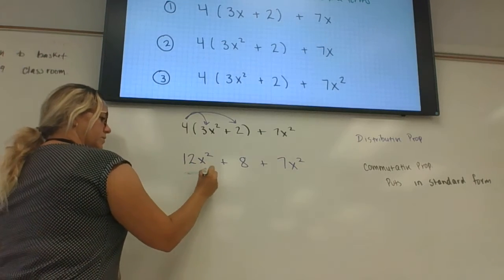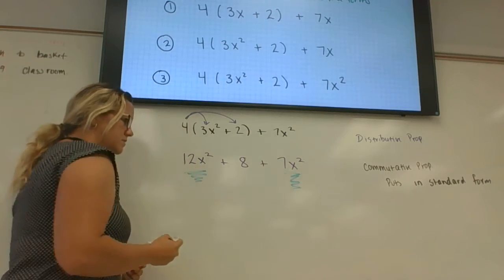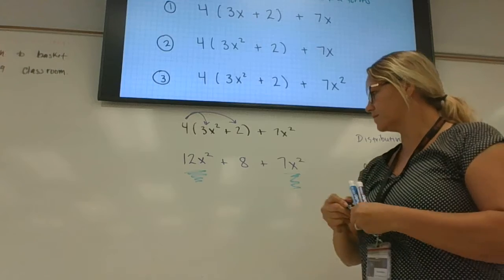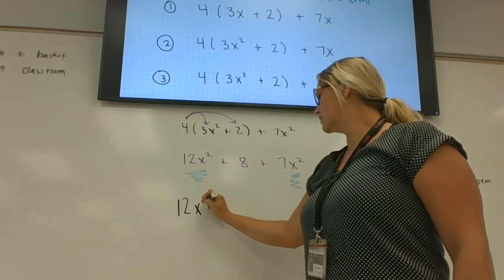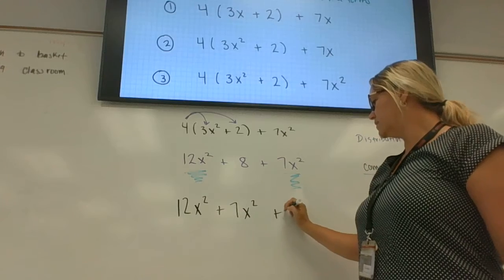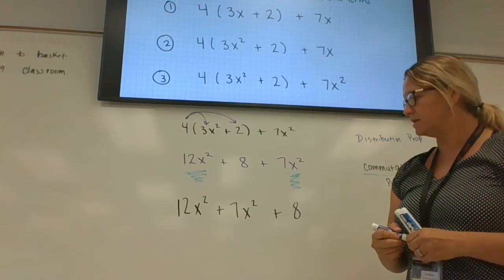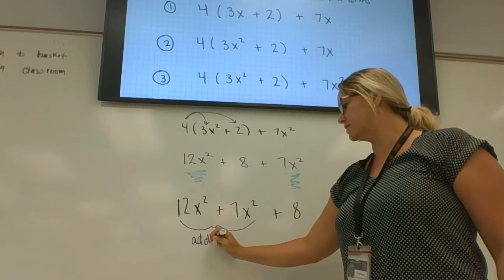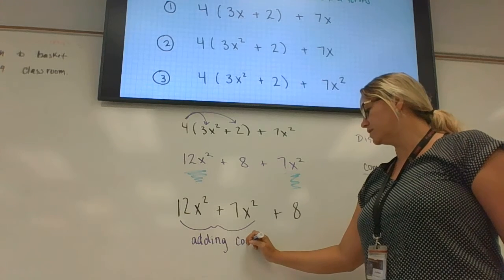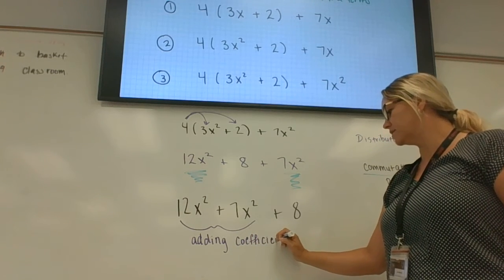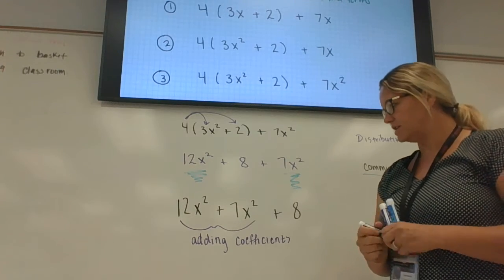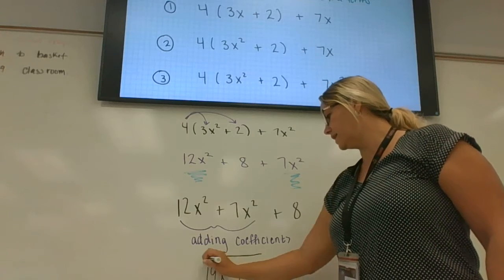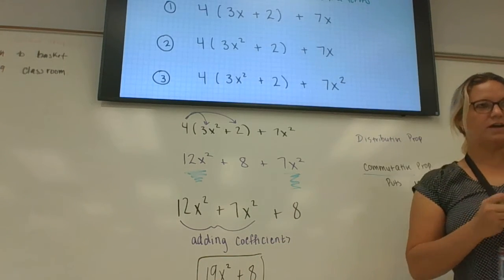Now, I want to put this 7x squared next to the 12x squared. That's that commutative property. And this time we do have like terms. So we're going to combine these by just adding the coefficients. Coefficients are the numbers in front, not the powers. Adding coefficients gives us the result of 19x squared plus 8. And that's simplified.